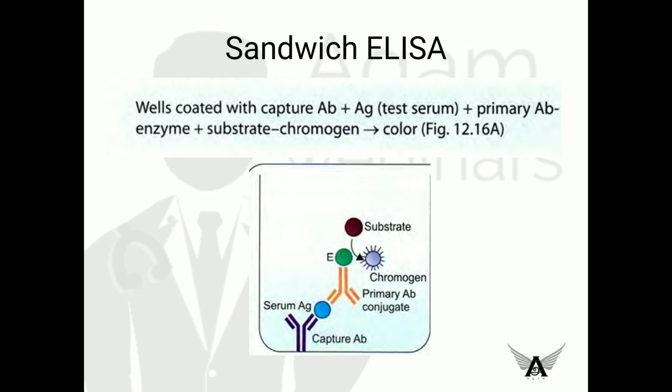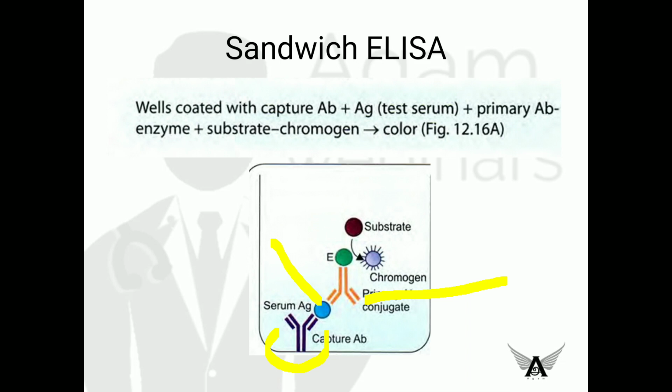Here, wells are coated with capture antibody. Wells are initially coated with antibody, then the test serum, which contains the antigen, is added. Next we add the primary antibody conjugated with the enzyme. See, the initial antibody is this, and this is the antigen present in the test serum. We are adding this orange colored primary antibody conjugate. Then the substrate chromogen is added. Color change is produced, and this color change is detected by the ELISA reader.